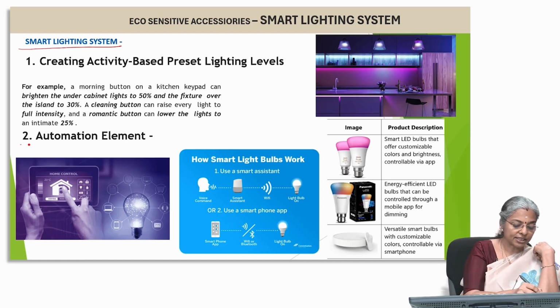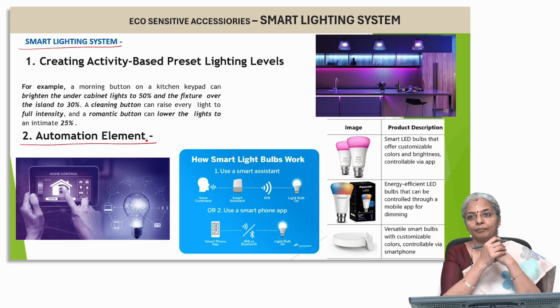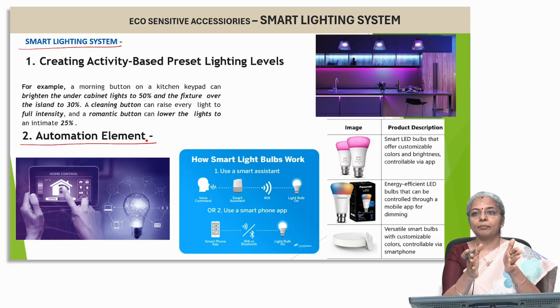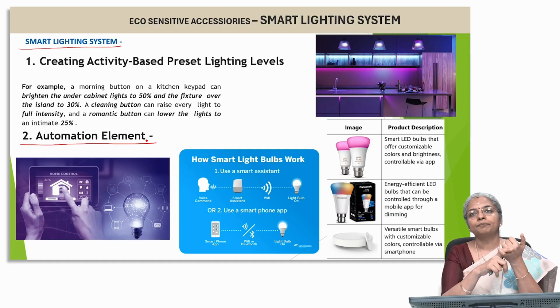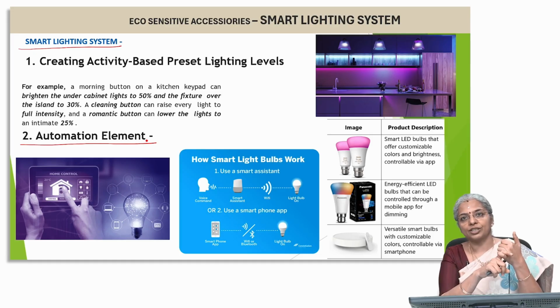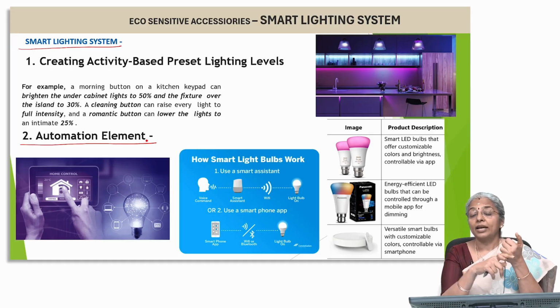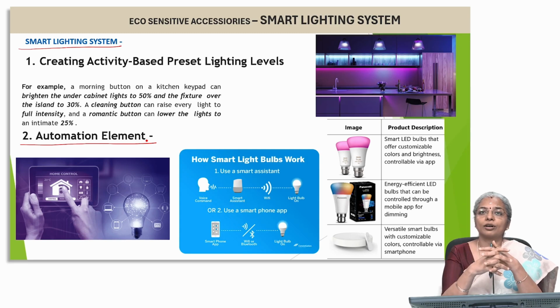Second, we will look at the automation element. A smart lighting system can set lights at the perfect level when you arrive home from work. It can adjust the lights automatically based on conditions like the time of the day. Suppose you come in the afternoon to have your lunch and you want light. It will decide whether you want light or not, and if at all you want light, what the intensity of light is.